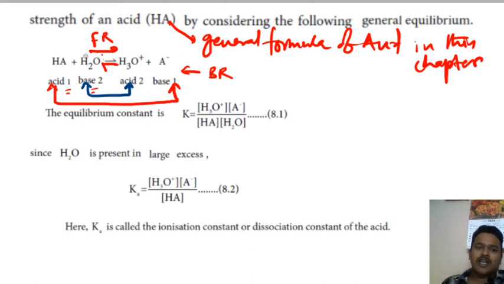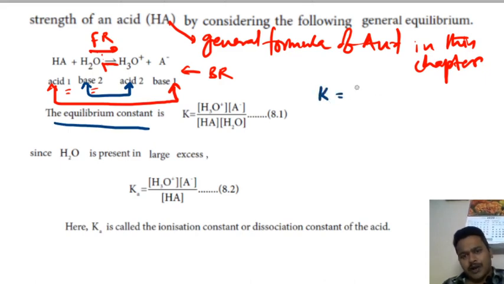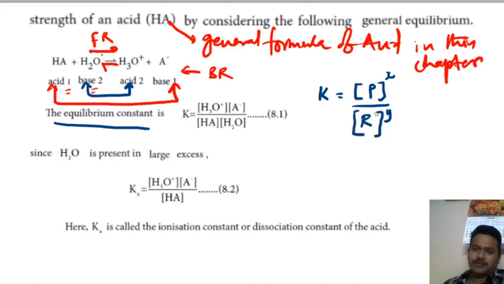Since it is an equilibrium, you can write an equilibrium constant. What we studied in chemical equilibrium in first year: the concentration of products with their powers divided by the concentration of reactants with their powers. The powers are the stoichiometric coefficients in the equation. Now in this equation, what are the products? These two are the products.